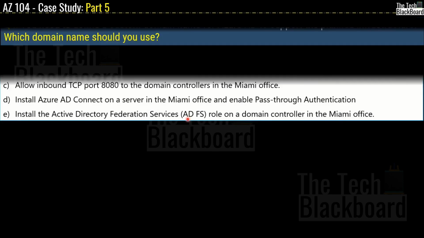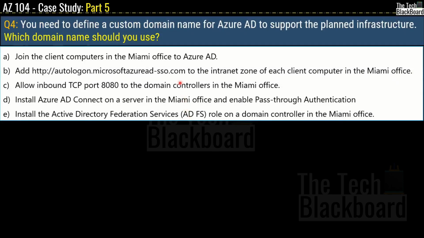Moving ahead with question number 4, which is a very important question. Look at the question. It says that you need to define a custom domain name for the Azure AD to support the planned infrastructure. Which domain name should you use? Your options are join the client computers in Miami office to Azure AD.